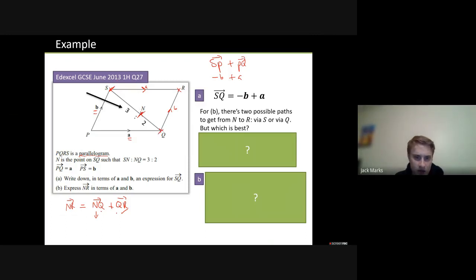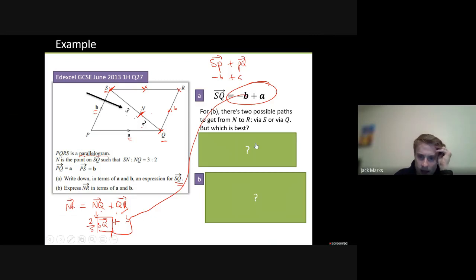NQ is a fraction of the movement from S to Q, isn't it? If S to Q is a big movement here, this is 2 to 3 parts. So N to Q must be 2/5 of SQ. And often at GCSE, the way the questions work is that they make you work out something useful in part A for part B with vectors like this. So we know what SQ was from before, and we know that QR is just B. So all I would do is take that result and put that in there and work it forward.